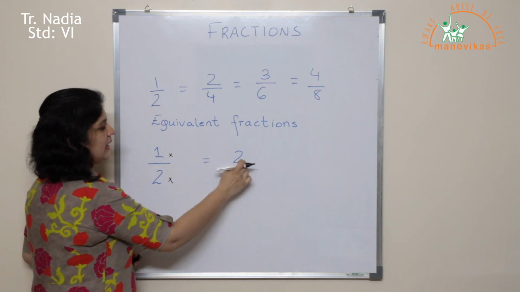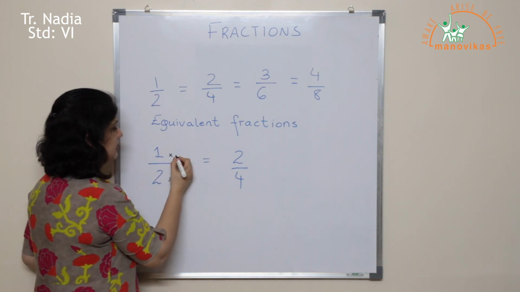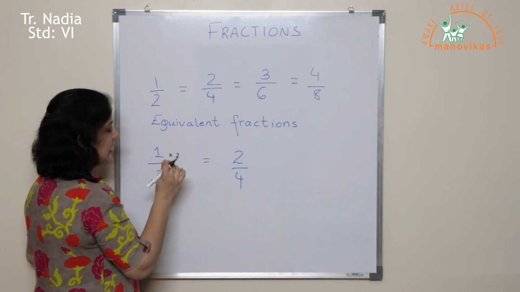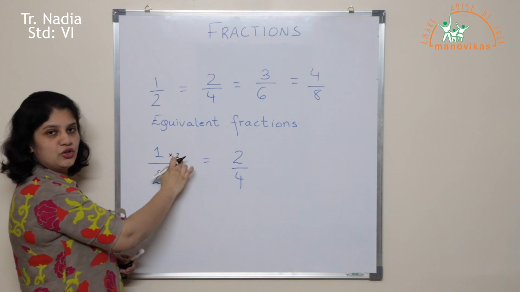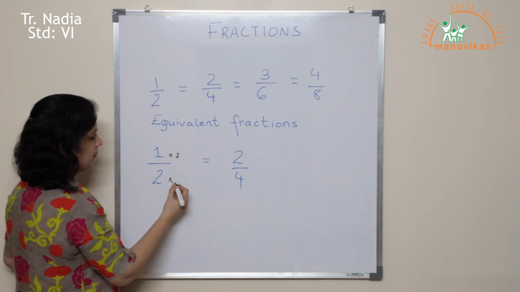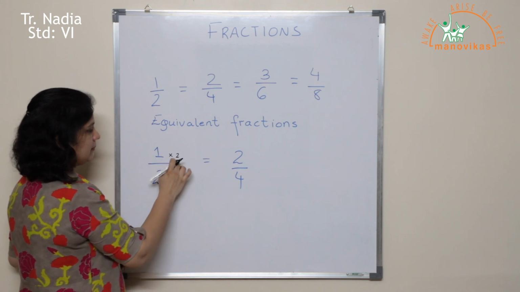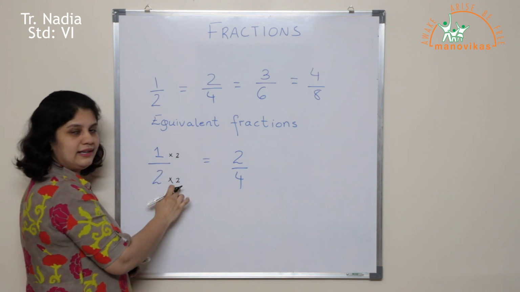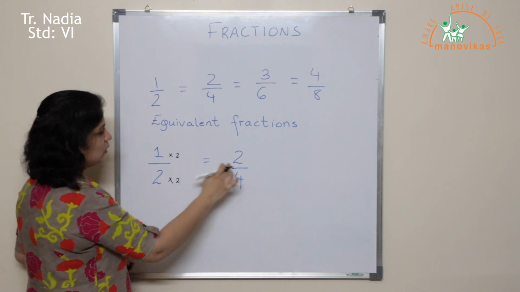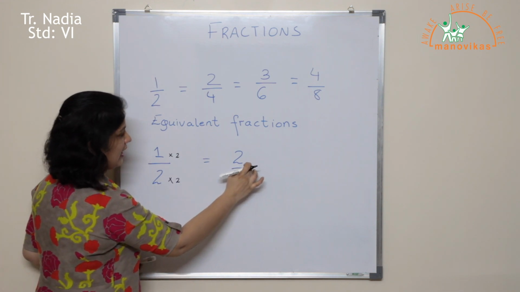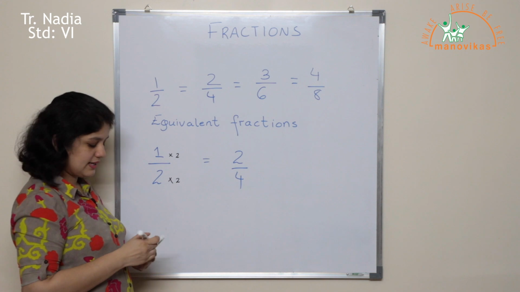You can obtain equivalent fractions by multiplying the numerator and denominator of the fraction by any non-zero number. So from 1 to get this number 2, I have to multiply it by 2. Whichever digit you multiply in the numerator, the same digit you have to multiply in the denominator. So 1 upon 2 is multiplied by 2 in the numerator and denominator, and when I do this, I get this other equivalent fraction 2 upon 4.